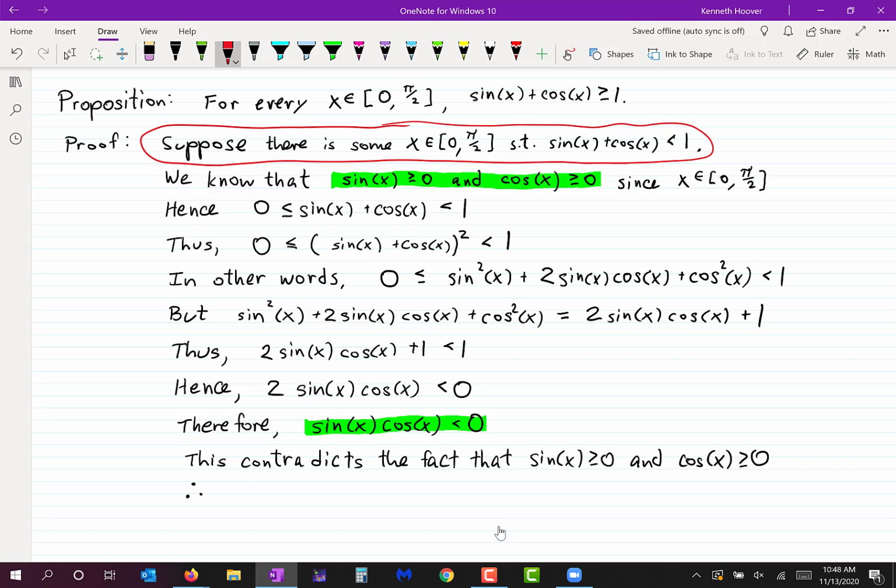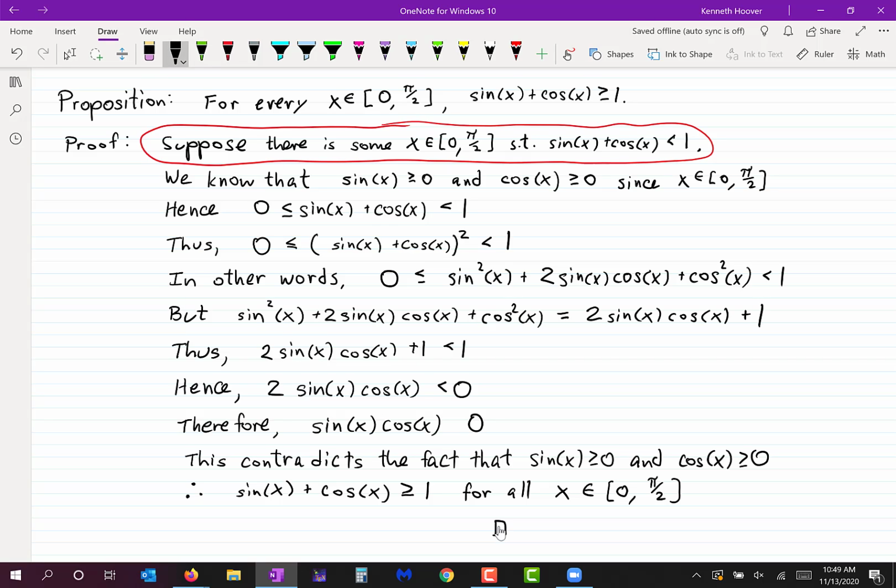So therefore, sine of x plus cosine of x must actually be equal to or greater than 1 for all x from 0 to pi over 2. Okay? And then there's something else I want to say about that, but go ahead and just look so far.